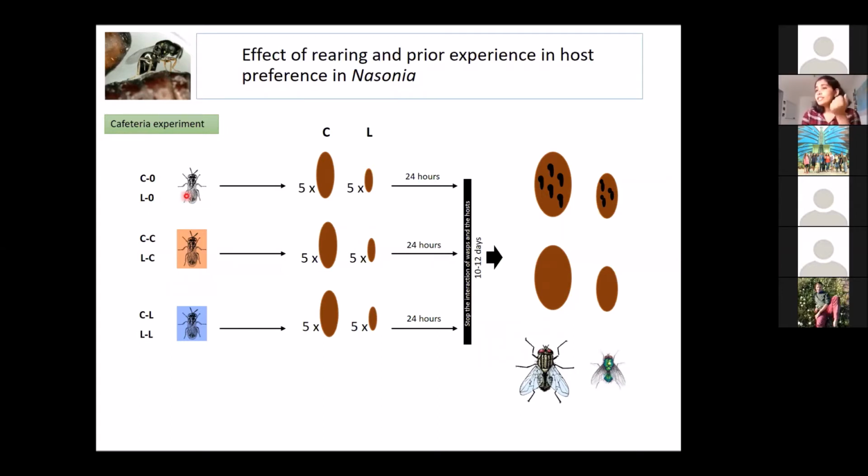For each treatment, I used 70 different wasps, and in a single tube there is 1 wasp with 5 Calliphora and 5 Lucilia hosts, as you can see here. Then I leave them for 24 hours at 25 degrees. After 24 hours, I stop the interaction of the wasp and the hosts, meaning that I take the wasp out of the tube and leave the hosts for 10 to 12 days at 25 degrees.